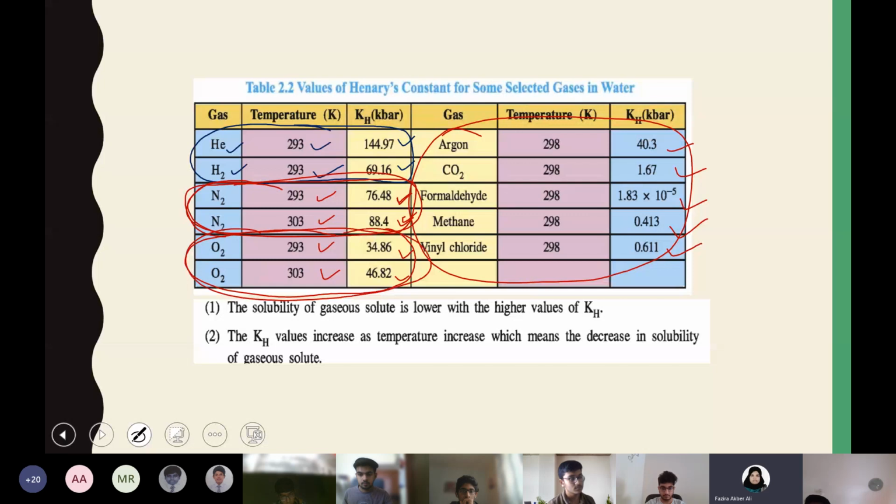You can see that even though it's the same gas, when you change the temperature, it leads to a change in the KH value. That is why we say that KH is a factor which depends on the nature of the gas as well as the temperature. Both will affect the KH value.